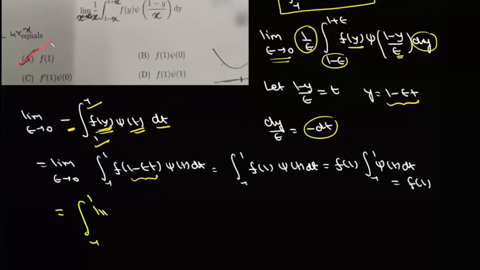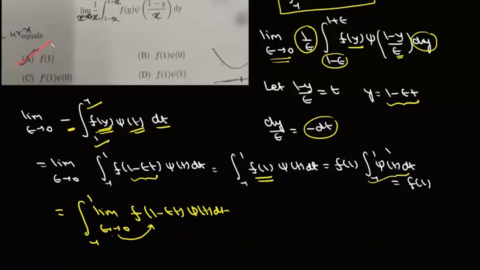So it'll be this minus 1 to 1, limit epsilon tends to 0, f of 1 minus epsilon t psi t dt. Now if we put this limit epsilon tends to 0 here, it'll be this f of 1. So it'll be this integral from minus 1 to 1 f of 1 psi t dt. We can take f of 1 out. So it'll be f of 1 and then this integral from minus 1 to 1 psi t dt, which is given, and its value is 1. So the answer to this limit is f of 1. Now basically, you cannot take this limit inside every integral. There are some conditions which must be fulfilled, but in this case, we can take this limit inside this integral. So the answer to this question is f of 1, and that's your option A.